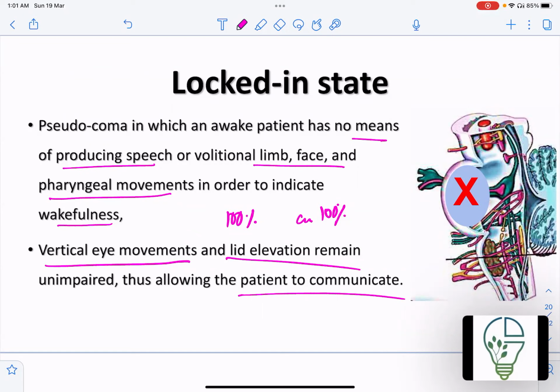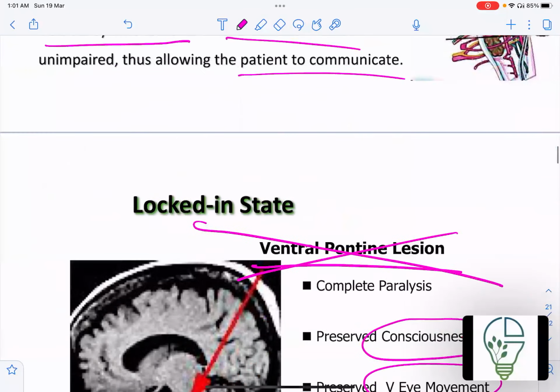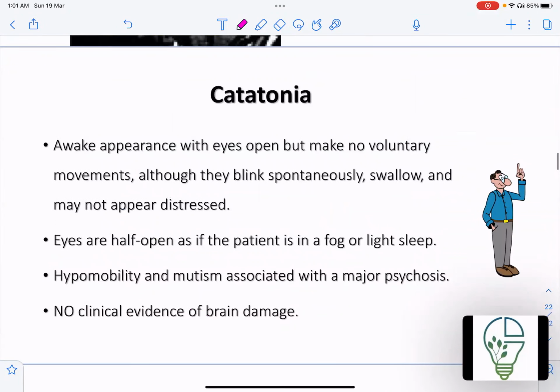Everything is there, but there's a sensory deficit in this region. So they're basically paralyzed. That's why it mimics a comatose state. The other one is catatonia. What is catatonia? Catatonia is, for example, when a schizophrenic patient feels like they're in danger, or they genuinely believe they're dead. This is not them trying to fake being dead, they genuinely believe they're dead, or in states like that.